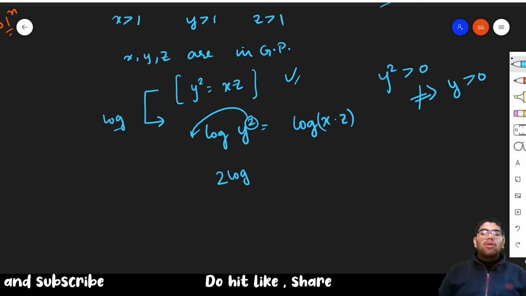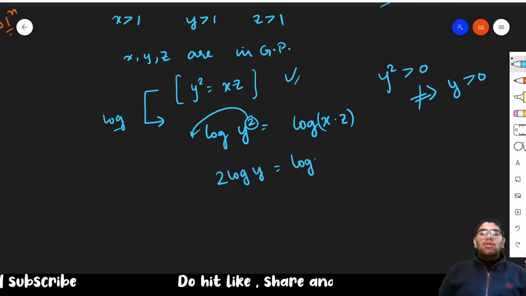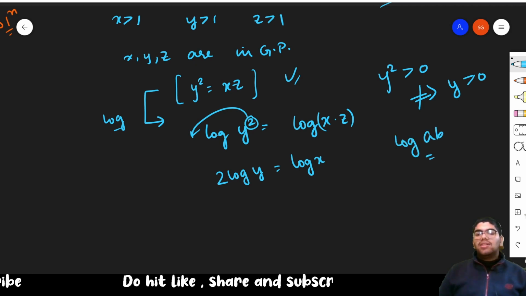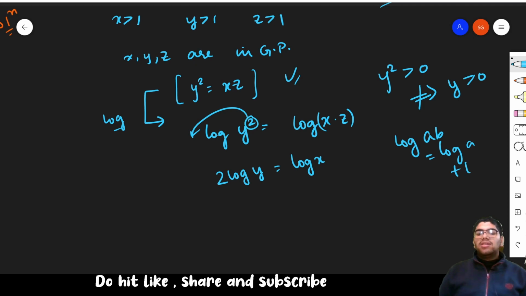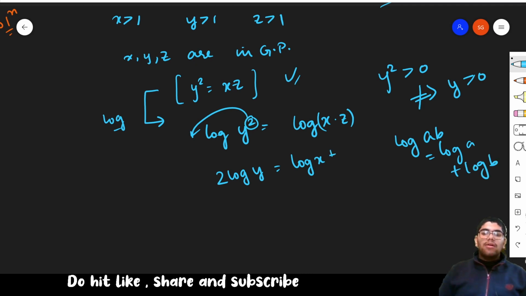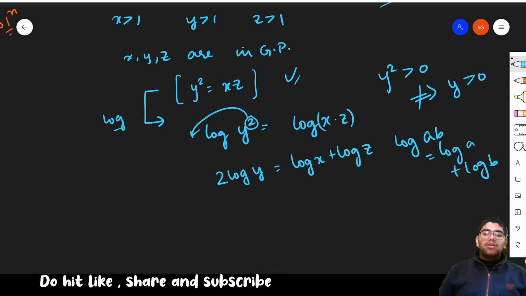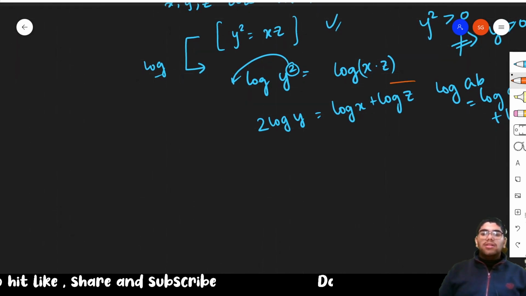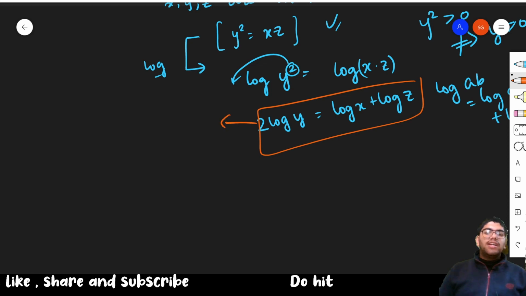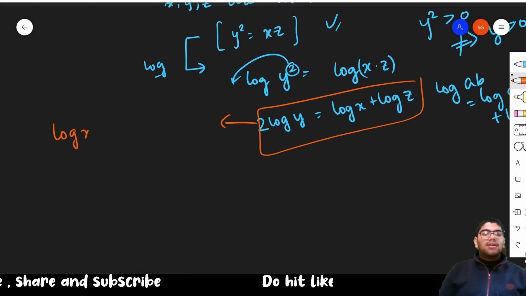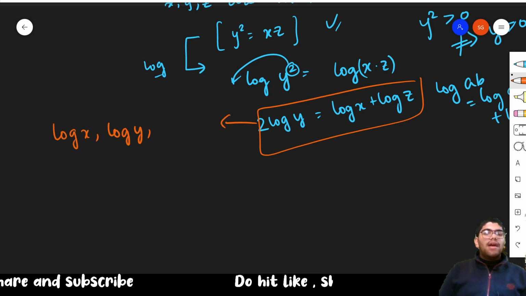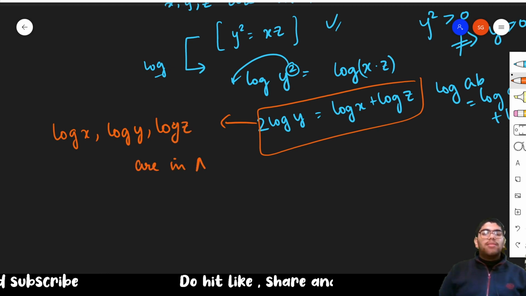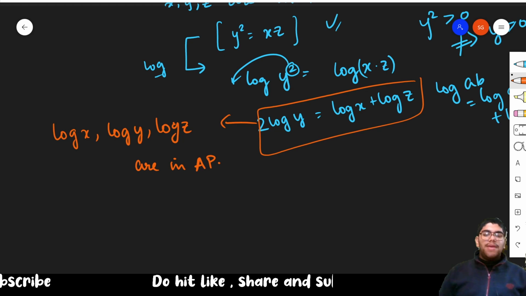So 2 log y is equal to log of x times z. I can write log of ab as log a plus log b, so log x plus log z. What does this statement indicate? This actually indicates that log x, log y, and log z are in arithmetic progression, or AP.